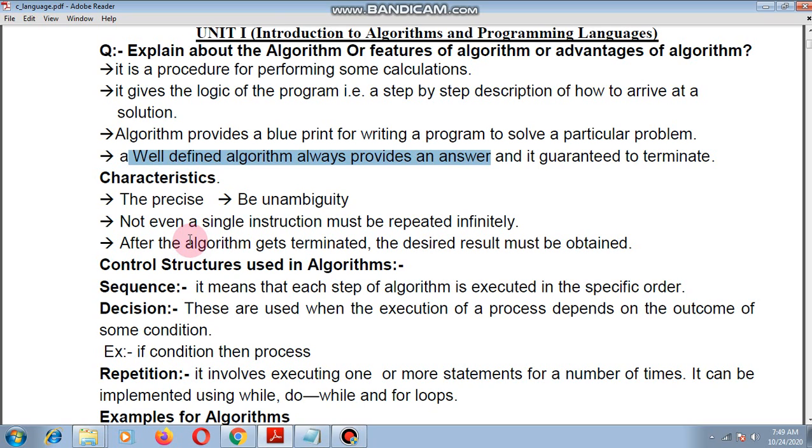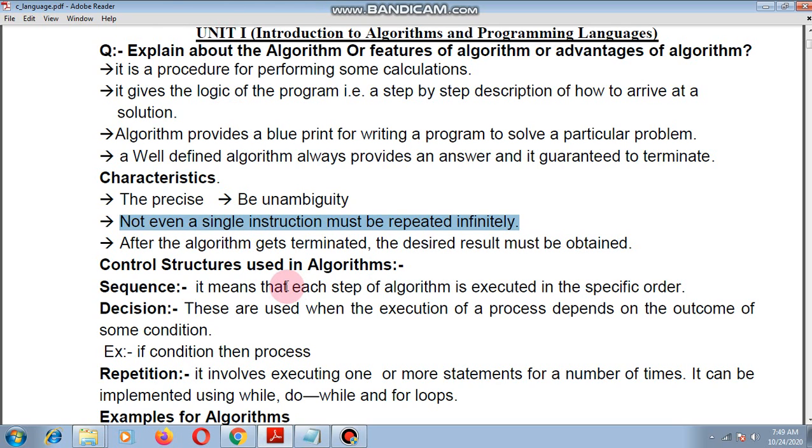Next, third point: not even a single instruction must be repeated infinitely, meaning the statements will not be repeated endlessly. Next one is that after the algorithm gets terminated, meaning after completion of the algorithm, the desired result must be obtained, meaning it must be returned to the user. So this is regarding algorithm.